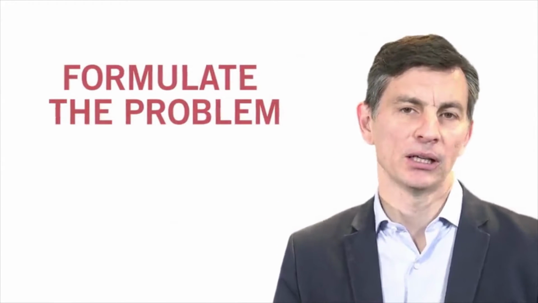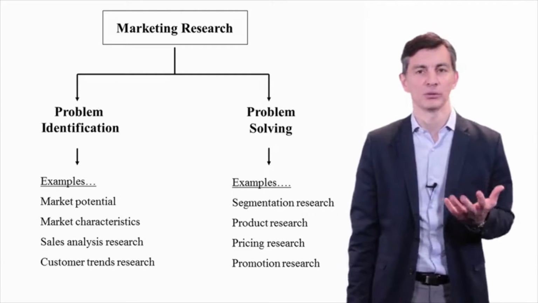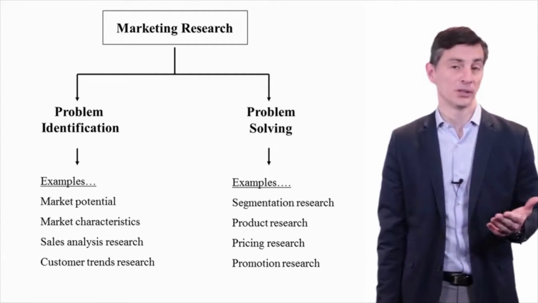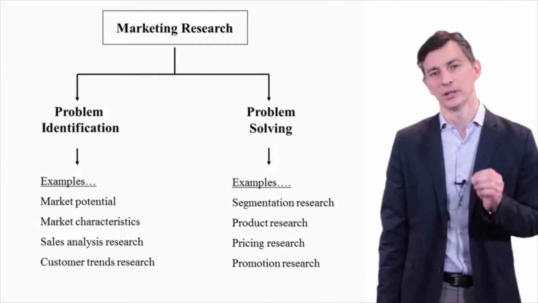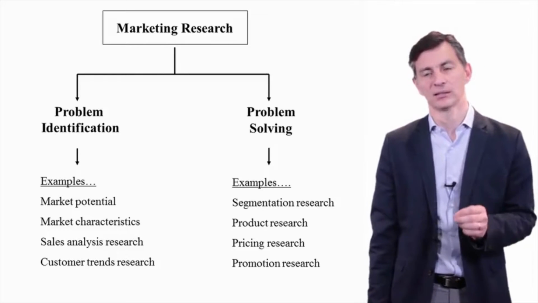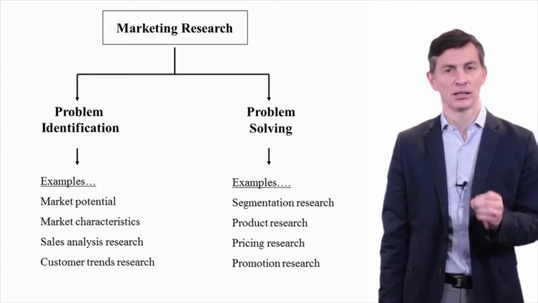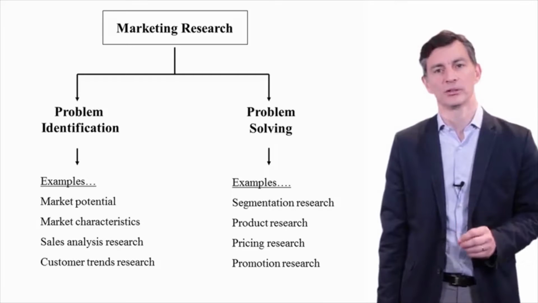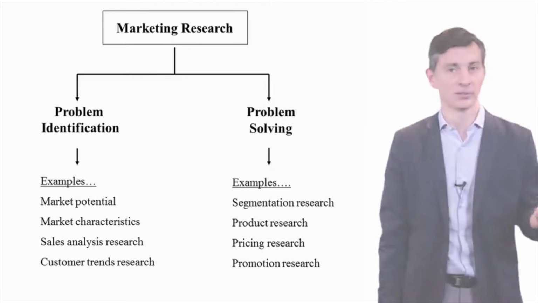The first step in the marketing research process is to actually formulate the problem. Problems typically come in 2 kinds, either problem identification or problem solving. Examples of the former are determining the marketing potential or sales forecast or specific customer trends. And problem-solving examples are typically the ones that have to do with finding answers for specific marketing tactics, such as pricing and product research. For example, what is the level of discounts that will trigger sales for a particular group of customers, or what is the best advertising message to facilitate recall of an ad?